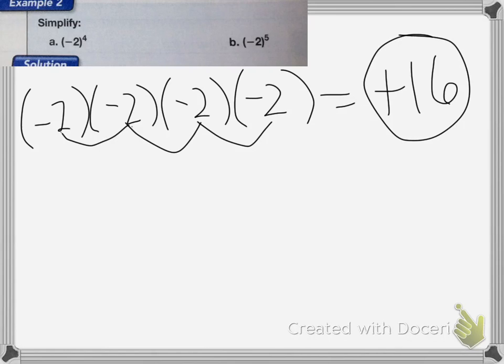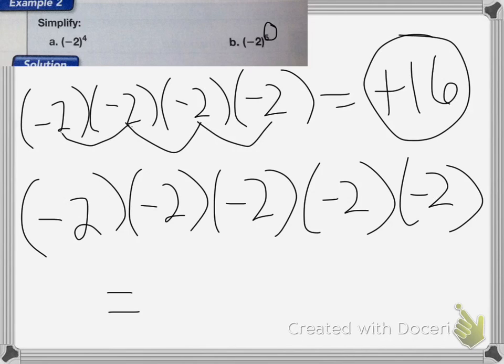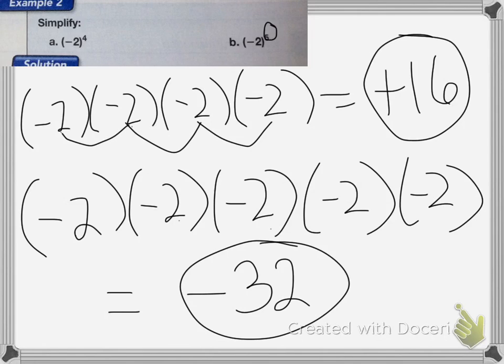On B, it's negative 2 to the 5th power, so that's going to be negative 2 times negative 2 times negative 2, 5 times. Since there are 5 factors, that means my answer is going to be negative. So 2 times 2 is 4, times 2 is 8, times 2 is 16, times 2 is 32. So my answer is negative 32.